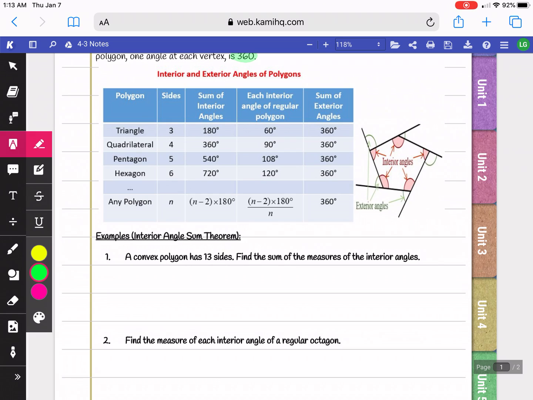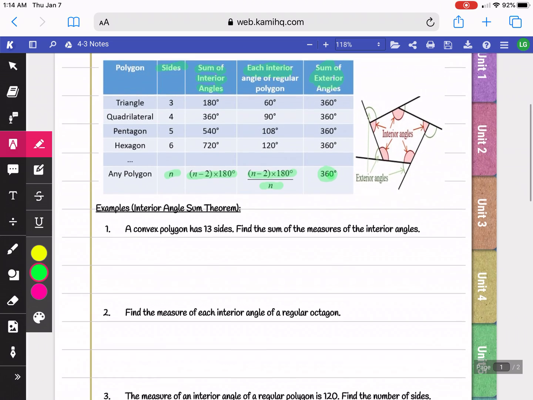So again, for the interior angles, you can always use n minus 2 times 180, where n is the number of sides. If you only want one of the interior angles, you would use that same formula, but then divide by n at the end. So divide by the number of sides to find how much one of those angles is. And the exterior angles always add up to 360 no matter how many sides there are. So we're going to do some practice problems using these theorems.